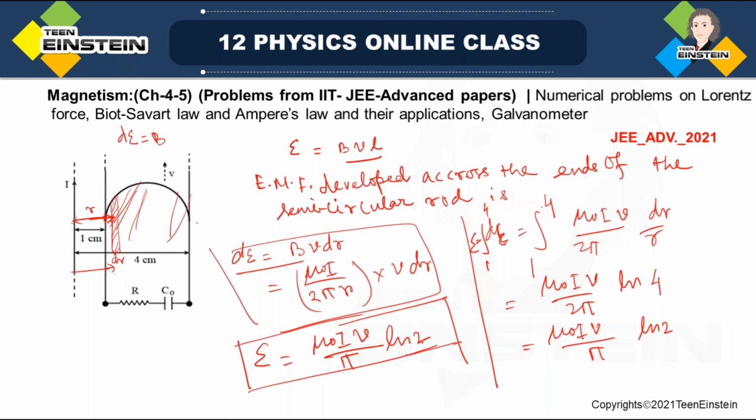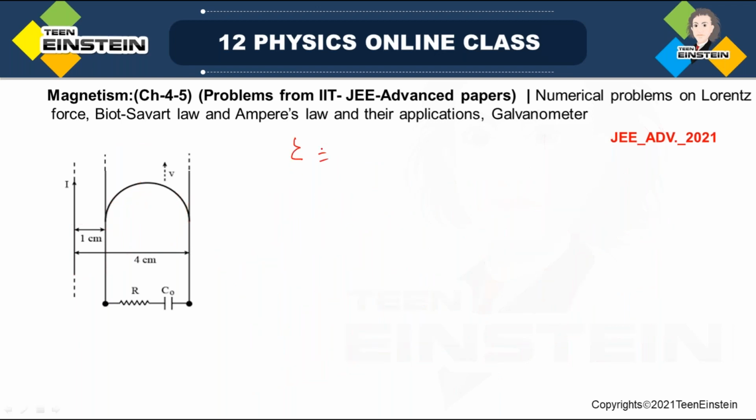Now once we get this, let us write it somewhere. We have got the EMF mu0 I V by pi into ln2. This is the total EMF we get across the ends of the rod. So we have got the voltage, and now we can find out the current.